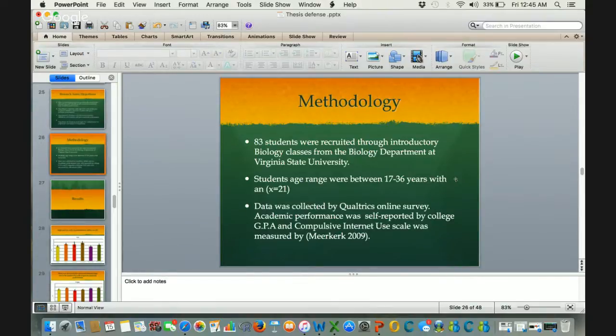Our methodology: we gathered 83 students who were recruited through the introductory biology classes from Virginia State University, and the students' age ranges were between 17 and 36 years of age with an average age of 21. Data was collected through the Qualtrics online survey, and academic performance was all self-reported. And we used the compulsive internet use scale, developed by Meerkerk in 2009.